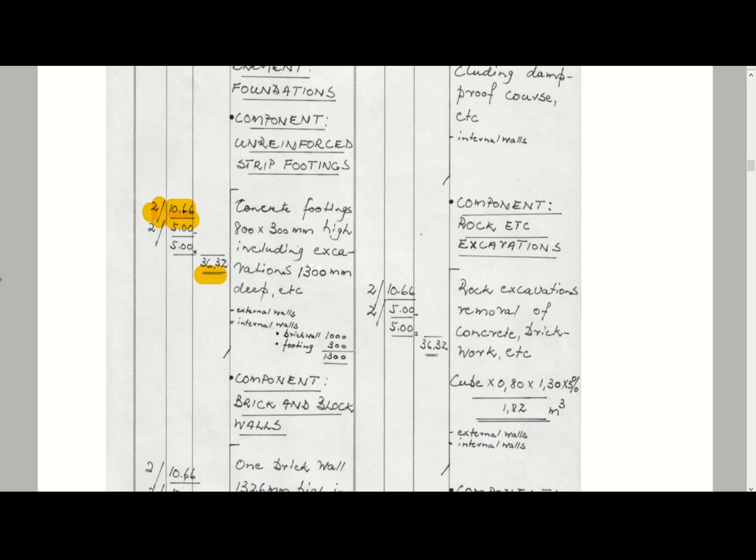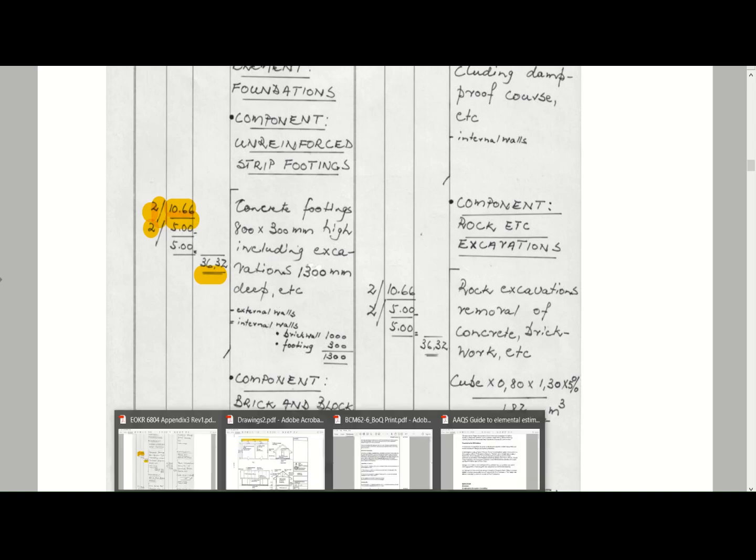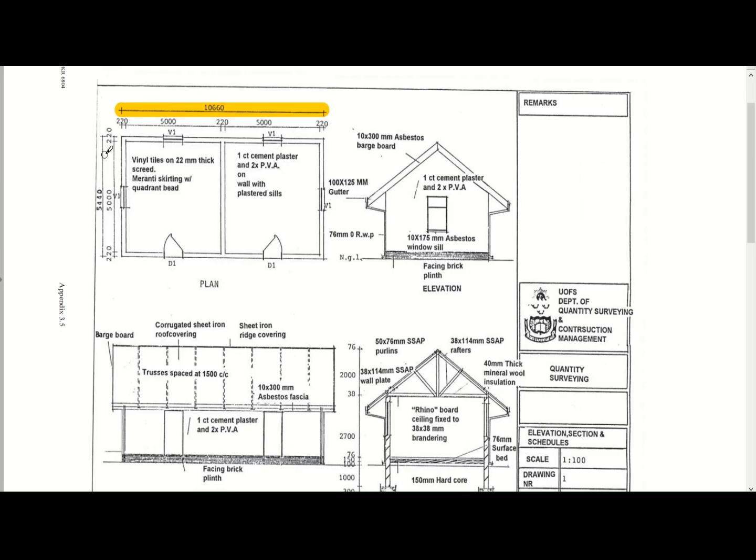Okay, but we're measuring in length, so there's no timesing with height or breadth or anything like that. So that's your first length that you've measured. Then your second measurement is 5 meters. If we go back to the drawing, you will see we've got 5 meters measured there, and you will see why it is not the 5.44.